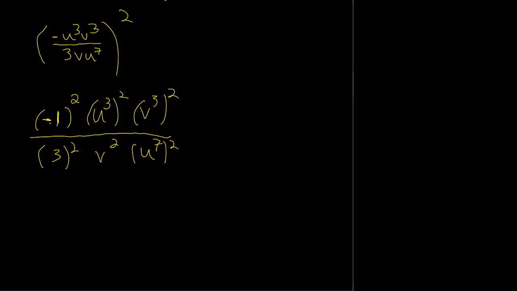Well, a negative squared is positive, so my negative sign goes away. U cubed squared, my rule says I multiply those exponents, so that's u to the 6th, v to the 6th, over 3 squared is 9, v squared, and u to the 7th would be u to the 14th.